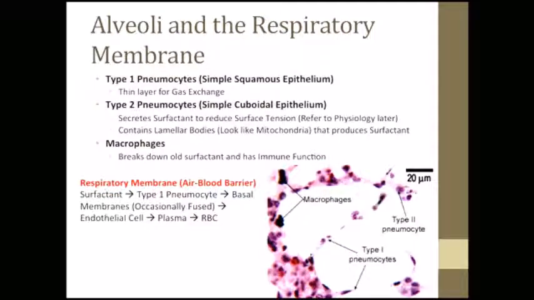Sometimes they can be a bit tricky. They can basically ask you, how many cell membranes do I have to go through before I finally reach the red blood cell? So remember, if you go through a type 1 pneumocyte, that's two cell membranes. The endothelial cell is another two cell membranes. And the red blood cell, you only go through one because you're already inside. You don't need to come out. So that's five.